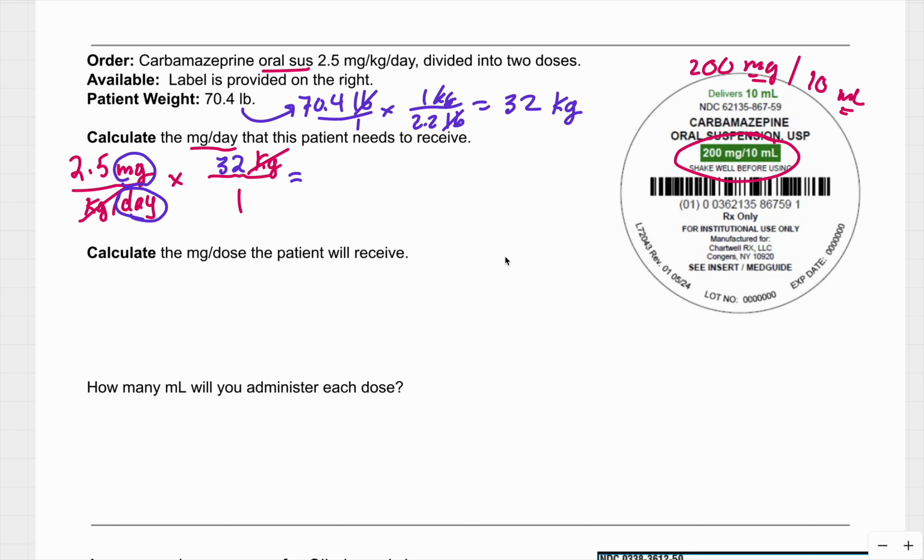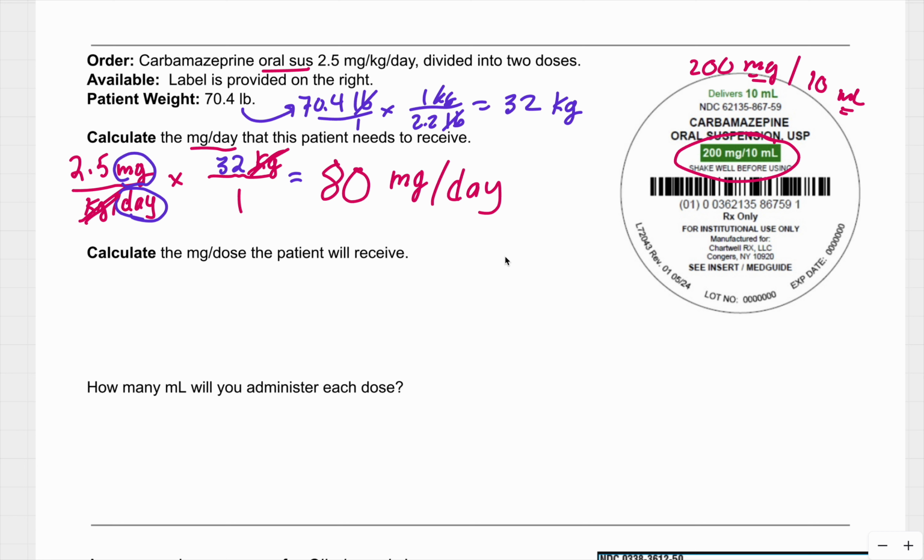So we have a numerical value of 80, and the units remaining after I multiply by their weight, the kilograms canceled. This is the number of milligrams that they need per day. So over the entire day, that's how many milligrams they need. Now, we're not going to give them all that medication at once, right?